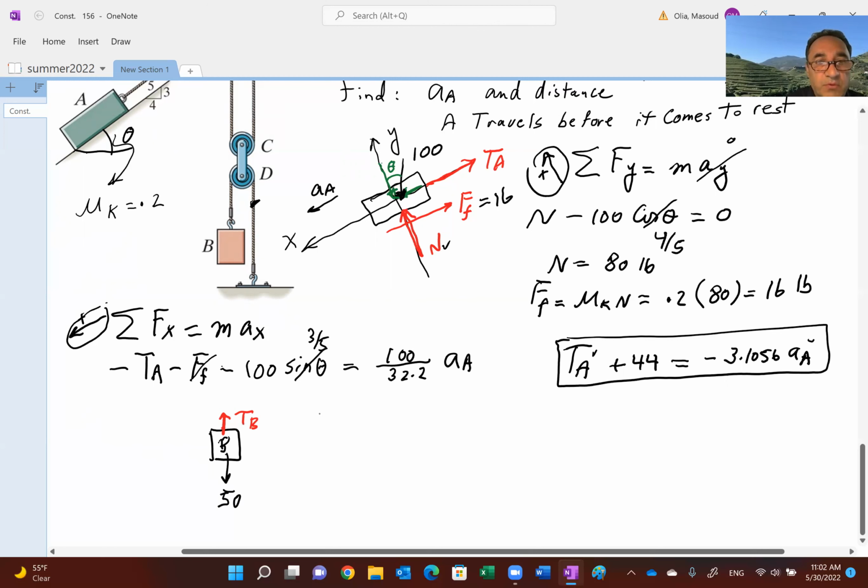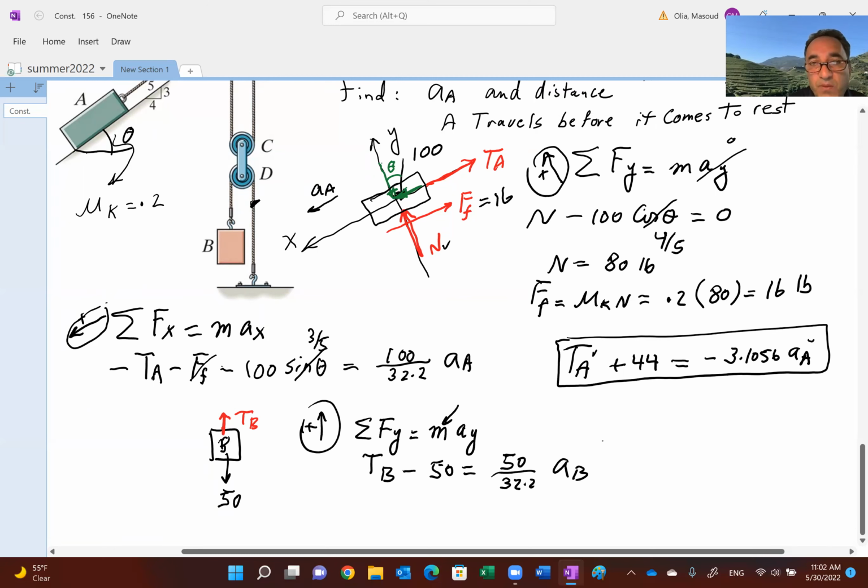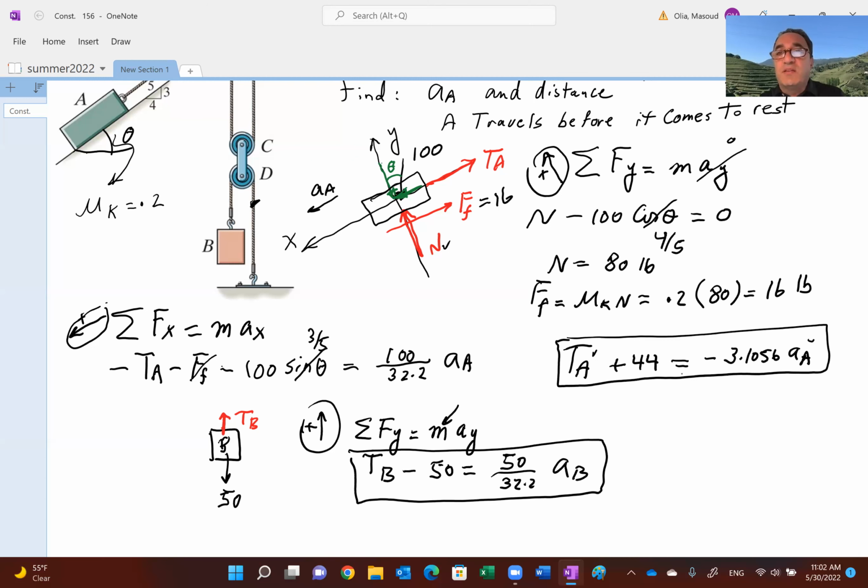And then let's apply the equation of motion. Sum of the forces in Y equals MAY. Obviously, this guy is accelerating. So what do we have? We have tension B minus 50 pounds. Again, be careful. Mass of B is 50 over 32.2, right? Times the acceleration of B. Look, now we introduce two more unknowns. Tension B is different than tension A. Acceleration of B and acceleration of A are related, but we don't know that relation yet. That's why I said we have to do kinematics, dependent motion.